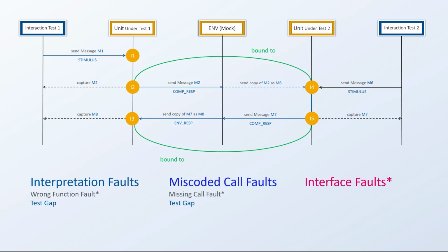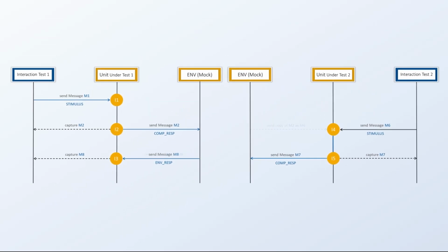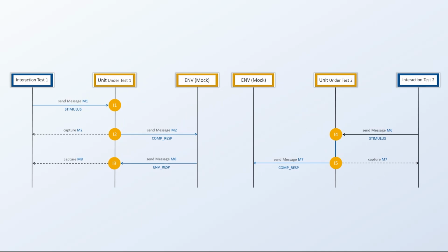Thus, we can detect interpretation faults, miscoded call faults, and interface faults, as the components might not be able to process the messages that they now receive, as these messages are no longer the messages that were defined by the team that developed the component in the unit test cases, but are the messages that are actually triggered by the components under test in the other test cases. It also has the benefit that these interaction test cases are just as resource intensive as the unit tests themselves. In contrast to standard integration testing, we do not need any resource intensive integration environment.